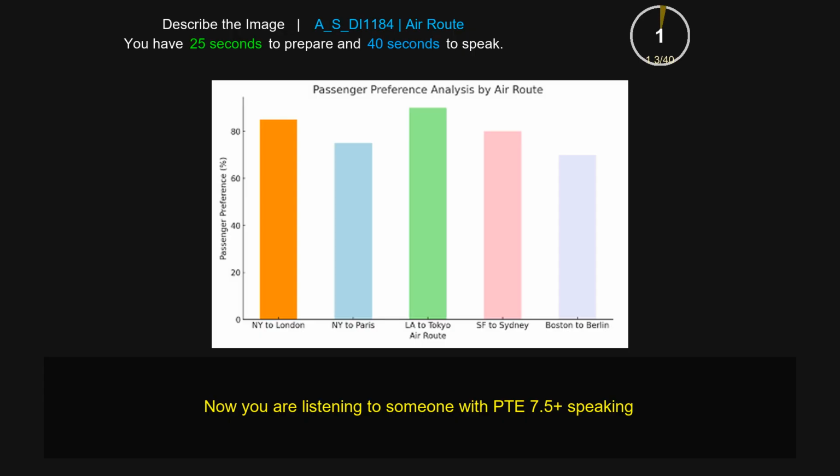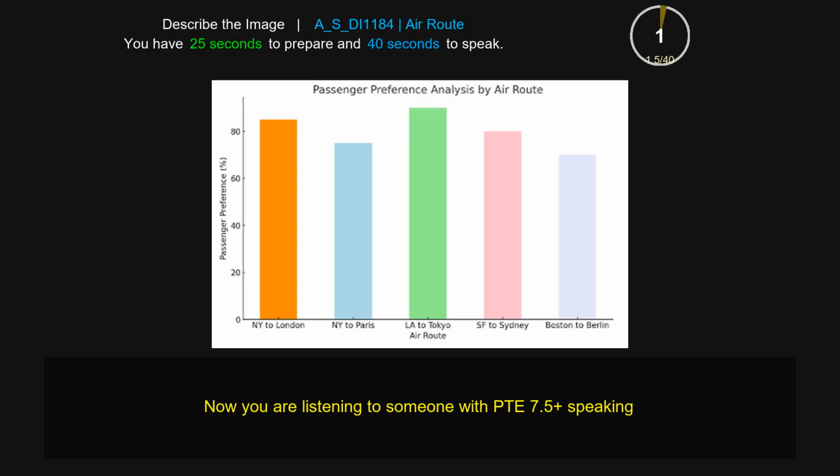The bar graph gives information about a passenger preference analysis by air route. On the x-axis highlighted London, Paris, Tokyo, Sydney and Berlin. On the y-axis highlighted 20%, 40%, 60% and 80%. The highest value is 80%, which is covered by Tokyo, and the lowest value is 60%, which is covered by Boston, Berlin. Overall, the graph gives information about a passenger preference analysis by air route.